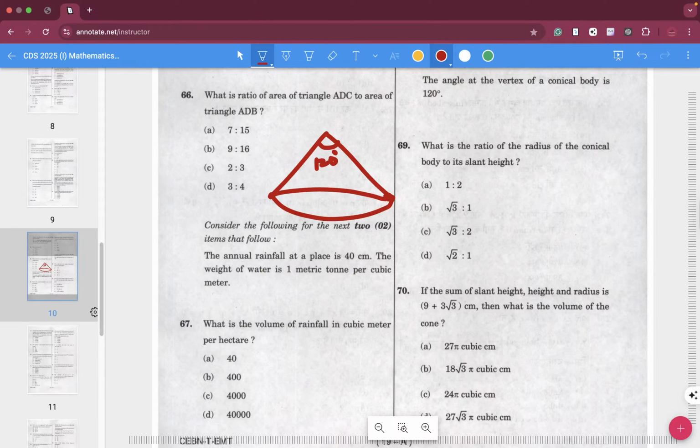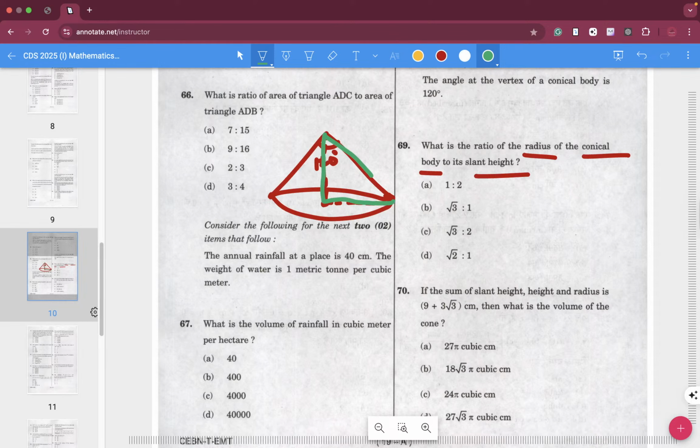What is the ratio of the radius of the conical body to its slant height is what they are asking. For this cone you will have a height, you must have learnt and heard about this, and then you will have a radius as well. So you have something like this.